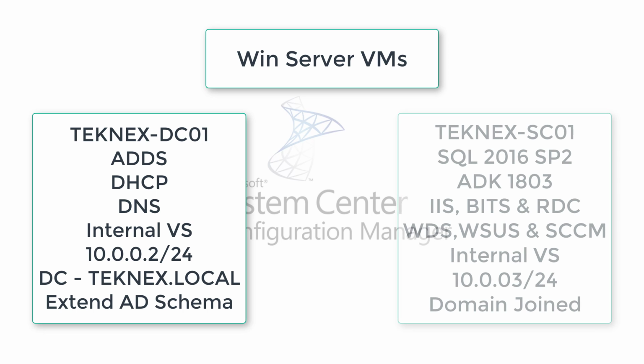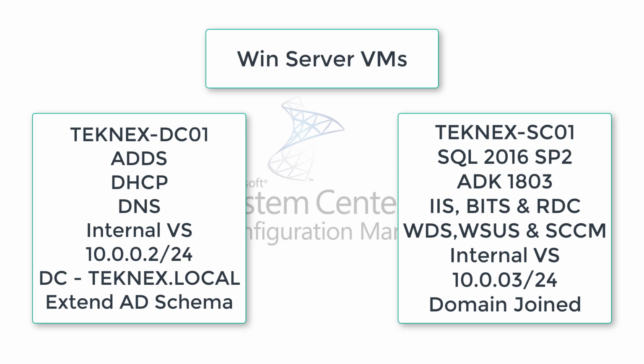The second Windows Server virtual machine is going to be a member server, which means a domain-joined machine, and the name will be TEKNEX-SCO1. We will install SQL Server 2016 Service Pack 2, ADK 1803, IIS server role, BITS and RDC, WDS, WSUS, SCCM of course, and other prerequisites.